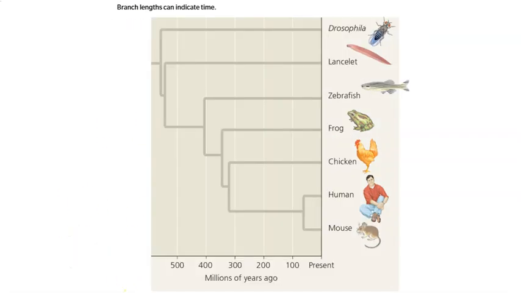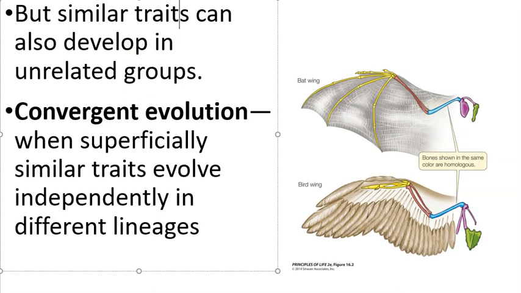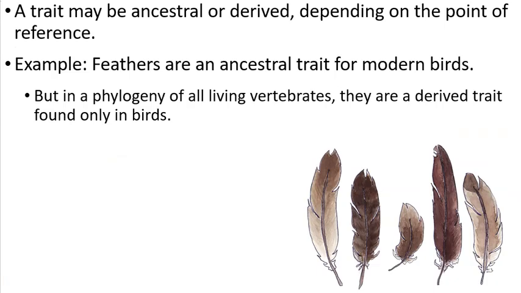It also can represent time. Of course, evolution has to have millions of years to work out all the mutational challenges. And similar traits can also develop in unrelated organisms. We talked about this, convergent evolution, and we talked about that with the sugar glider and flying squirrel.